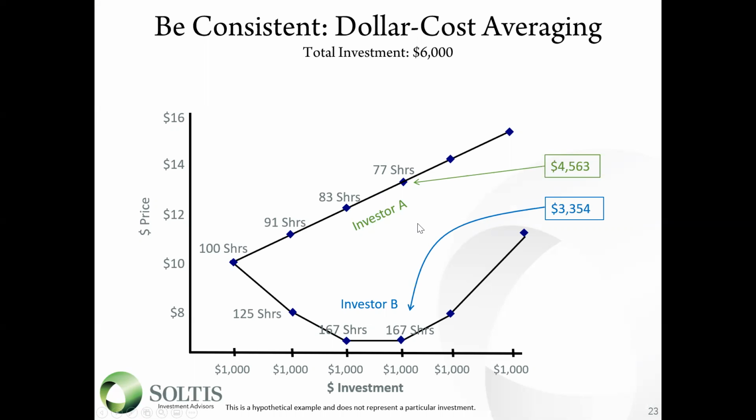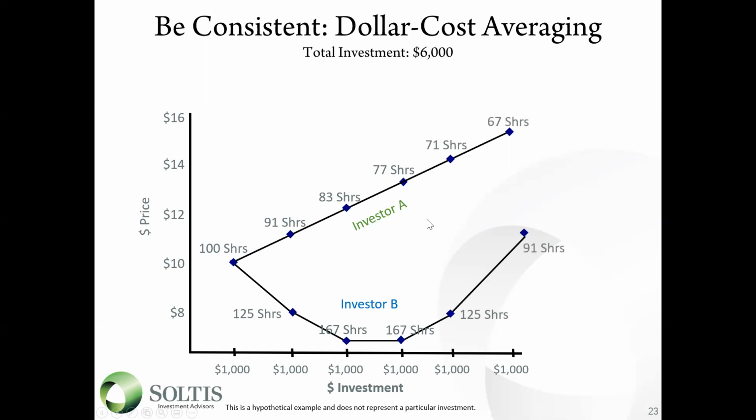But over the next 2 months, investor A's investment continues to rise, while investor B's does as well. So we get to the end, and investor A's share price ends around $15 a share or so. Investor B's ends up right around $11 per share. So it only came back $1 more than when it started.